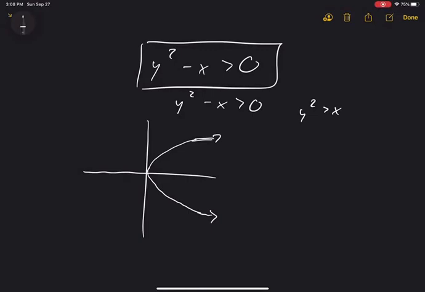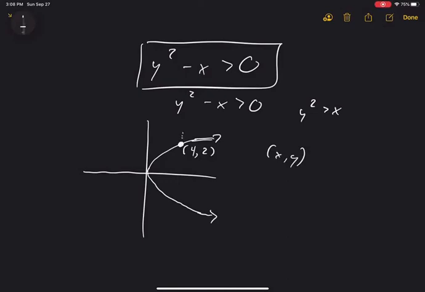Okay. Now, let's see. I have this point on the curve, on that graph. Let's say this is (4, 2). Now, my points that I can use for my graph or my domain are the points (x, y) such that y squared is going to be greater than x.